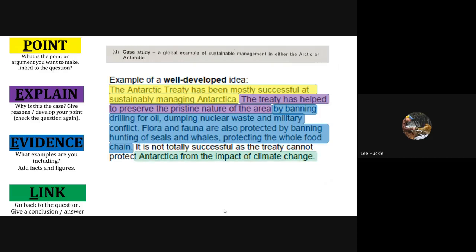What they've then done, they've said it is not totally successful as the treaty cannot protect the Antarctica from the impact of climate change. So that's where the assess part of the question comes in. They've clearly linked it back to the question. So you can see the yellow point, the purple explanation, the blue evidence example, and the green link back to the question.